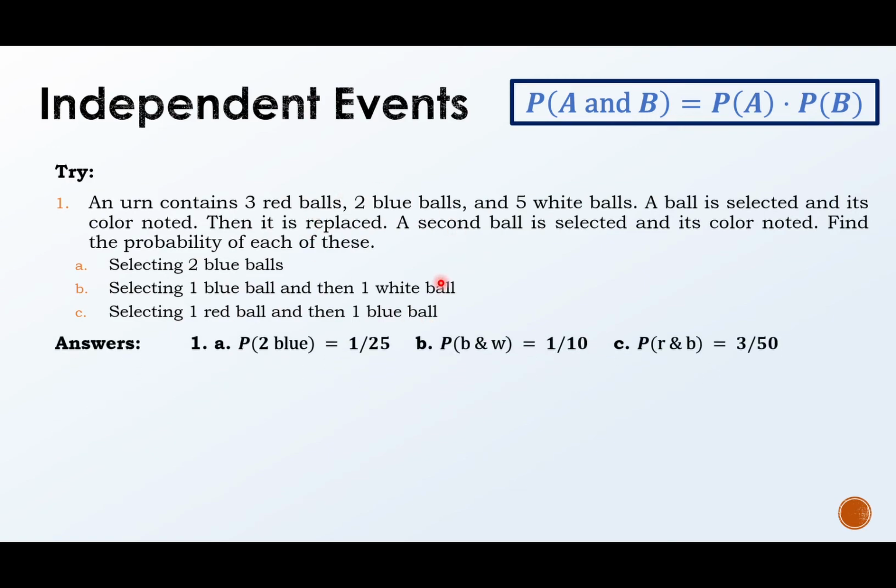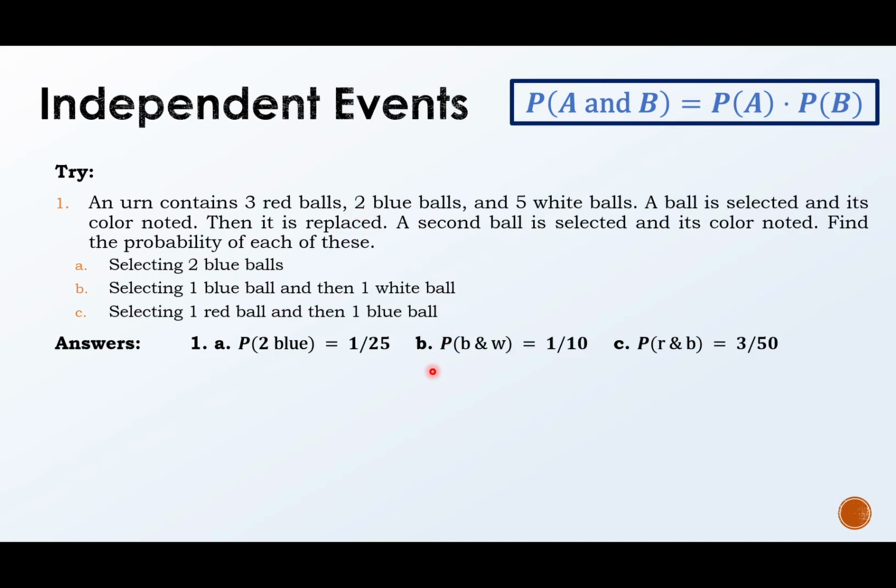Ready? There you go. Okay, this one is 4 out of 100, because 2 times 2, over 100. That's why that's the simplified version. 1 out of 10 comes from a blue ball: 2 over 10 times 5 over 10. And then red and blue, we got it from 3 out of 10 times 2 out of 10.